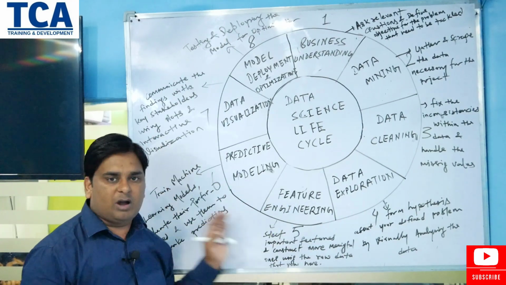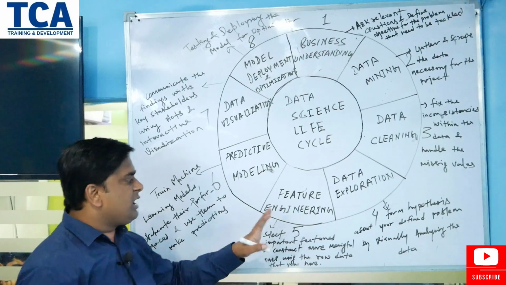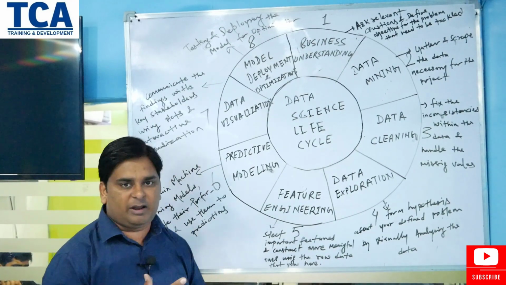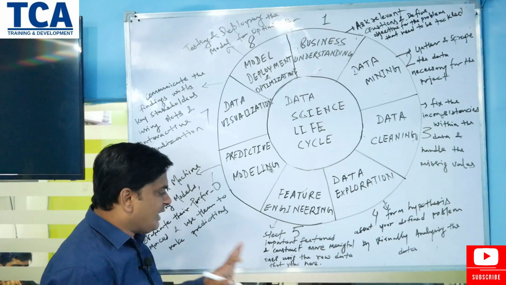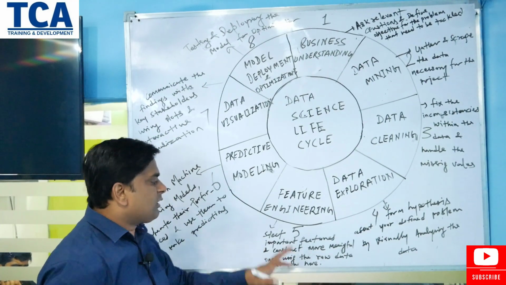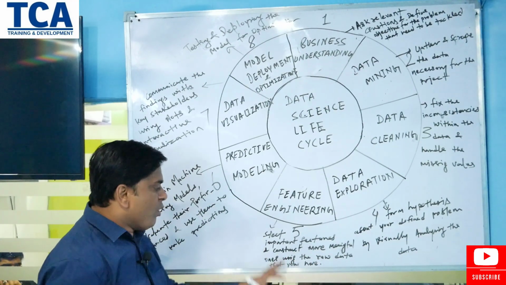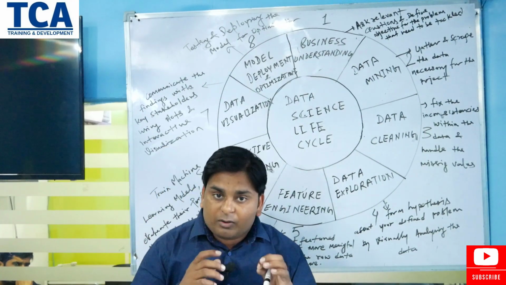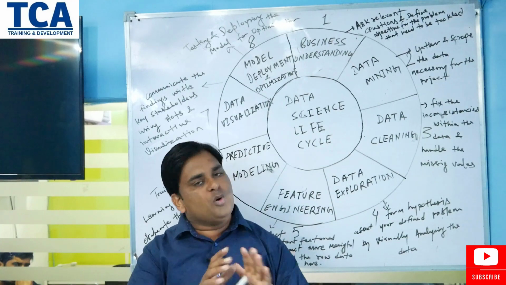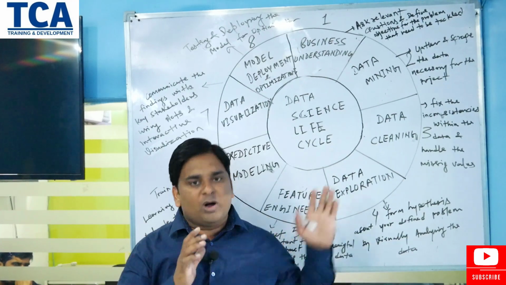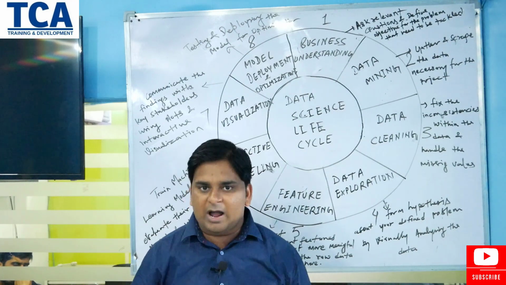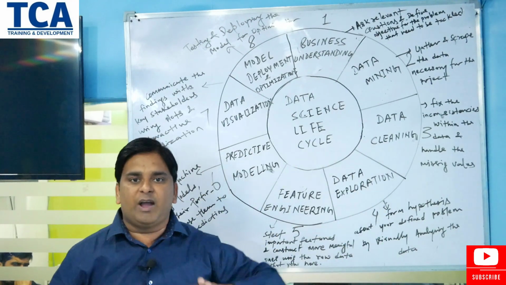Coming to the fifth stage, which is very important, called feature engineering. Feature engineering is to select important features and construct more meaningful ones using the raw data that you have. So let's say you have a huge amount of data, you have already cleaned the data, explored the data after mining, going through the last 4 or 5 stages.